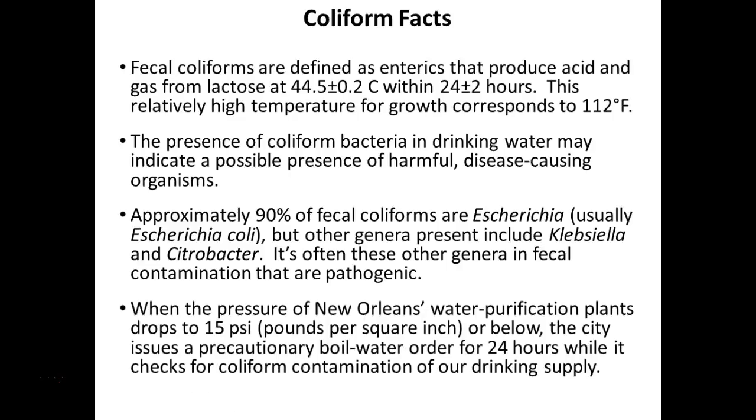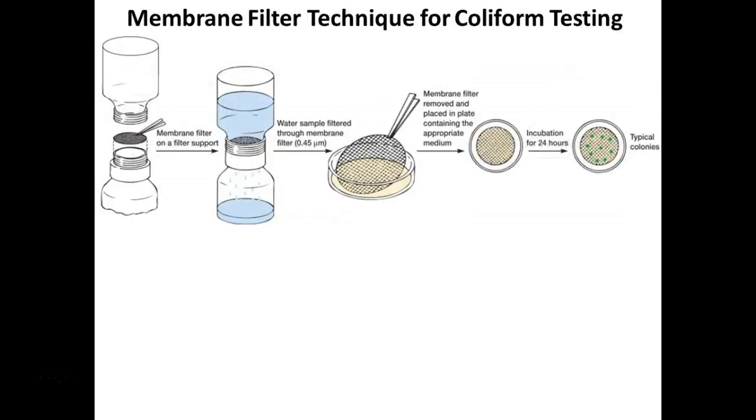When the pressure drops in New Orleans water purification plants to 15 pounds per square inch or below, the city issues a precautionary boil water order for 24 hours while it checks for coliform contamination of our drinking supply. What's the good news? Every time they've done that, the results have come back negative. We didn't actually have contamination, right?